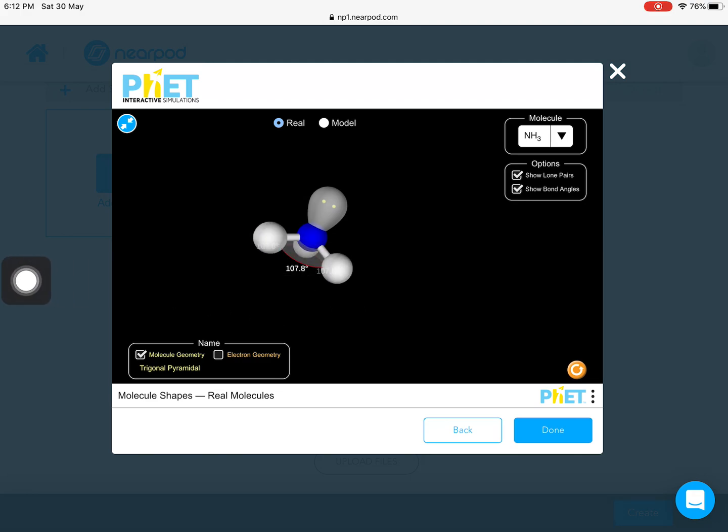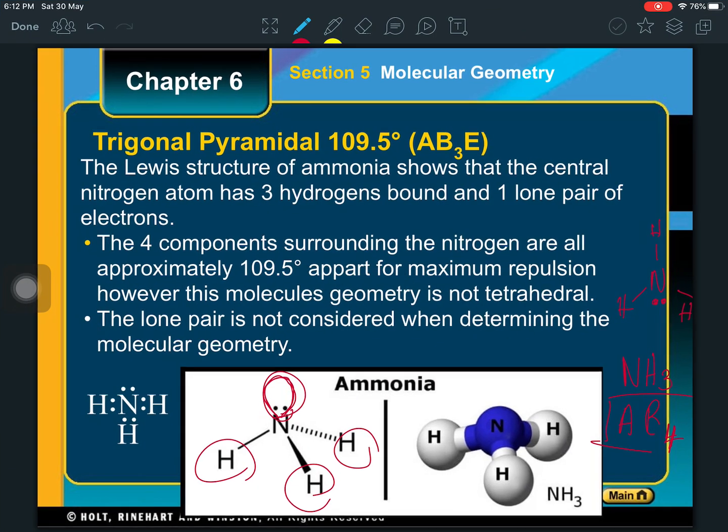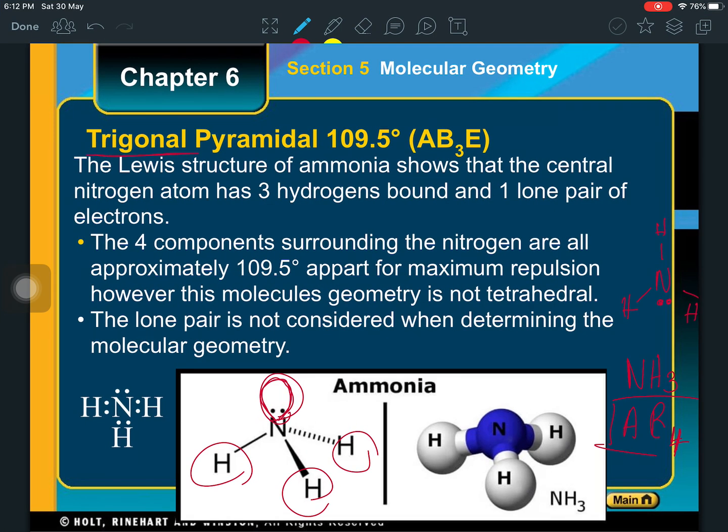But for now, you just need to understand that this is not going to be planar because there's a lone pair pushing all of them downwards and away from the lone pair. Because remember, lone pairs repel against the atoms, and the atoms are also repelling against each other to form this 3D structure. All right, so you guys can see here, this one is called trigonal pyramidal.